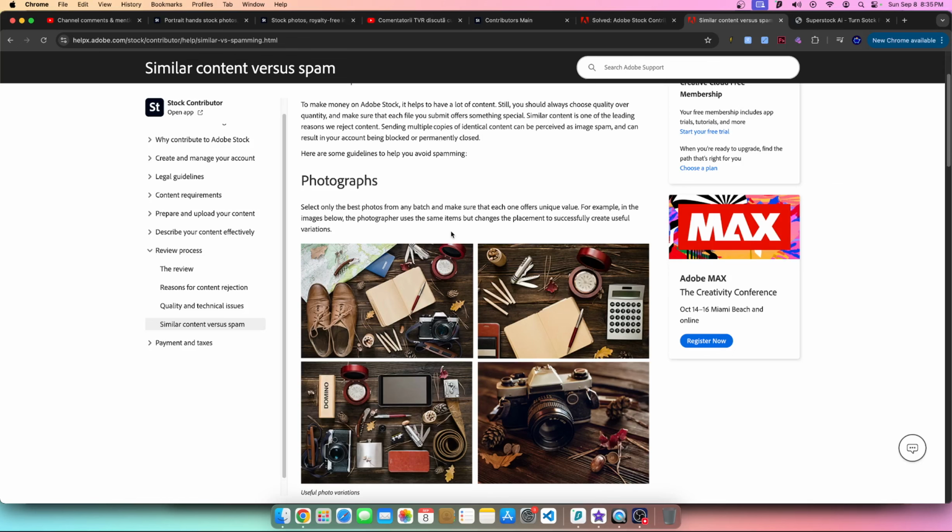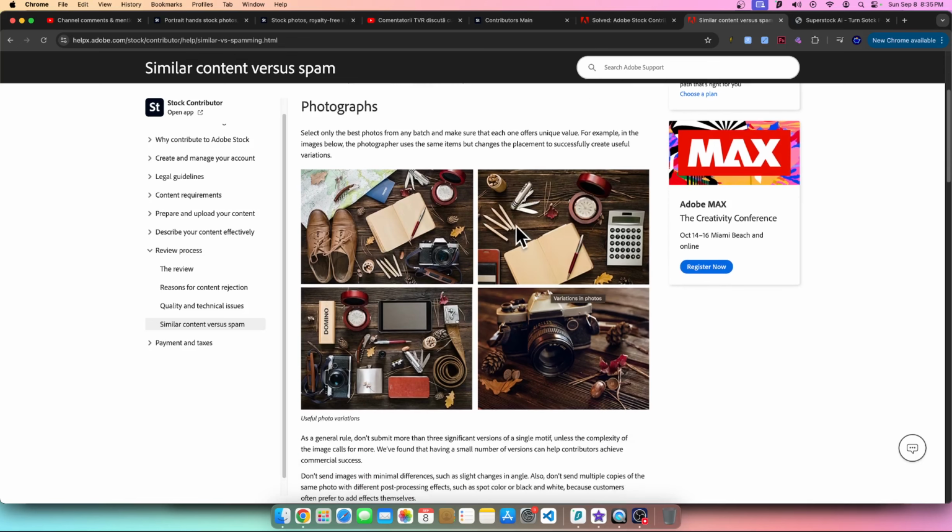So let me kind of explain. Here, these are 4 images that are similar, very similar, but these are healthy and successful variations, okay? And it says here, placement to successfully create useful variations. These are successful variations of one another. If the image was shot from different angles, it could be regarded as the same, and you shouldn't have too many variations of them. Adobe Stock doesn't specifically say how many, but they say don't put too many variations that are the same or very, very similar.